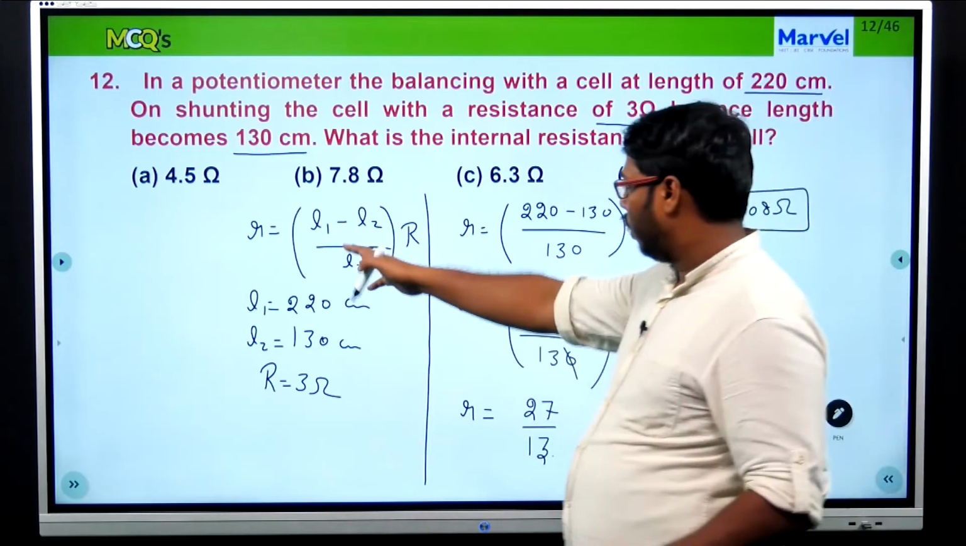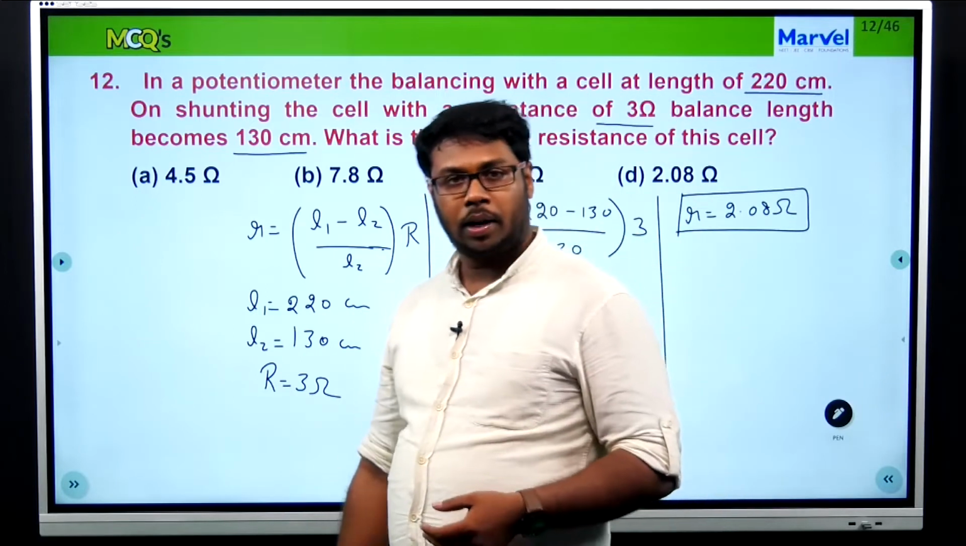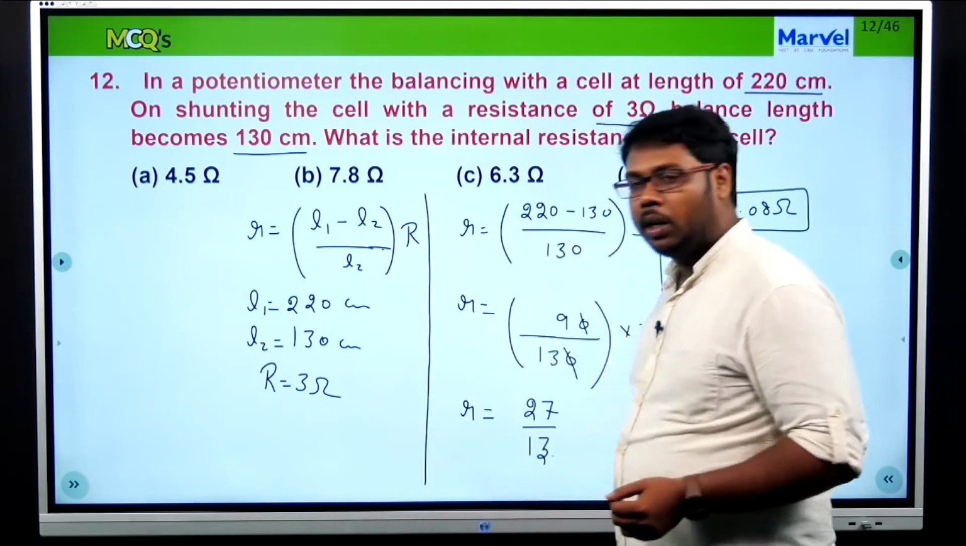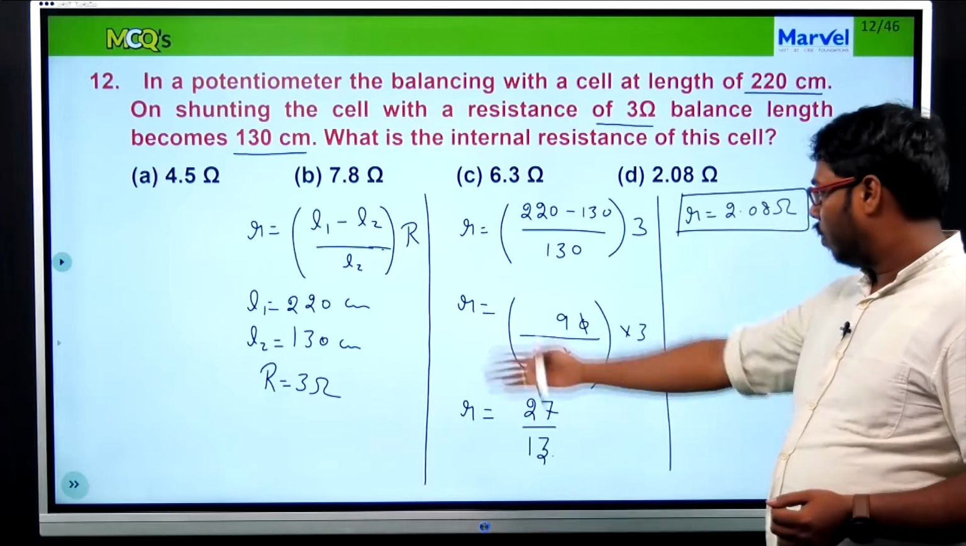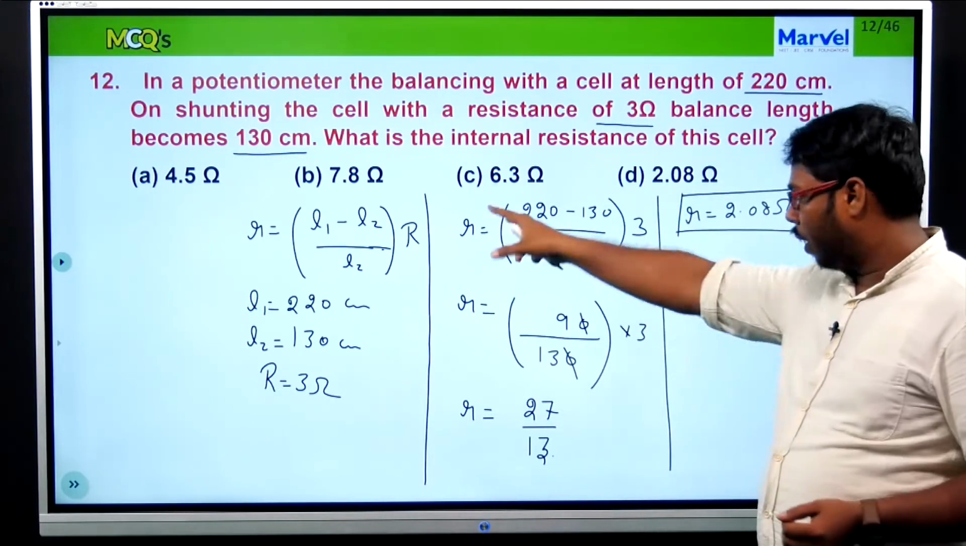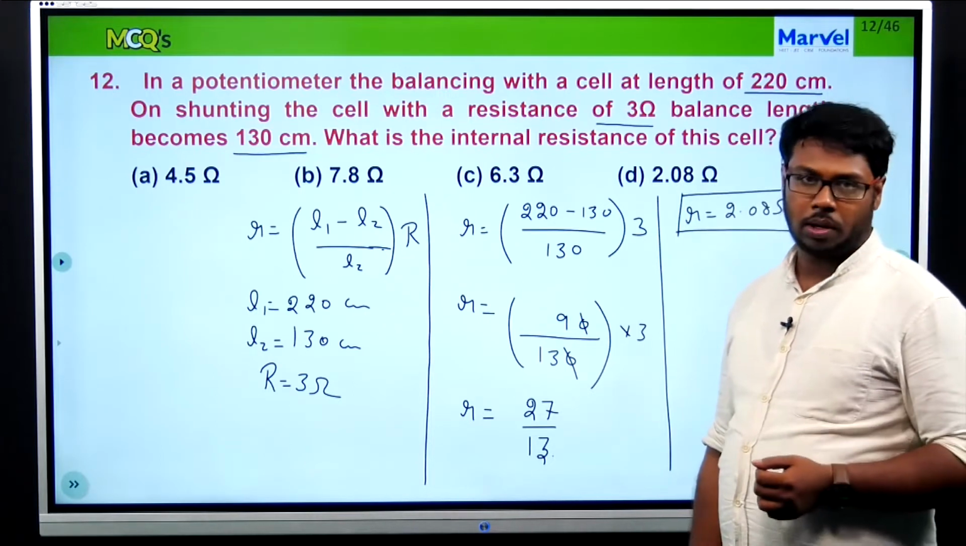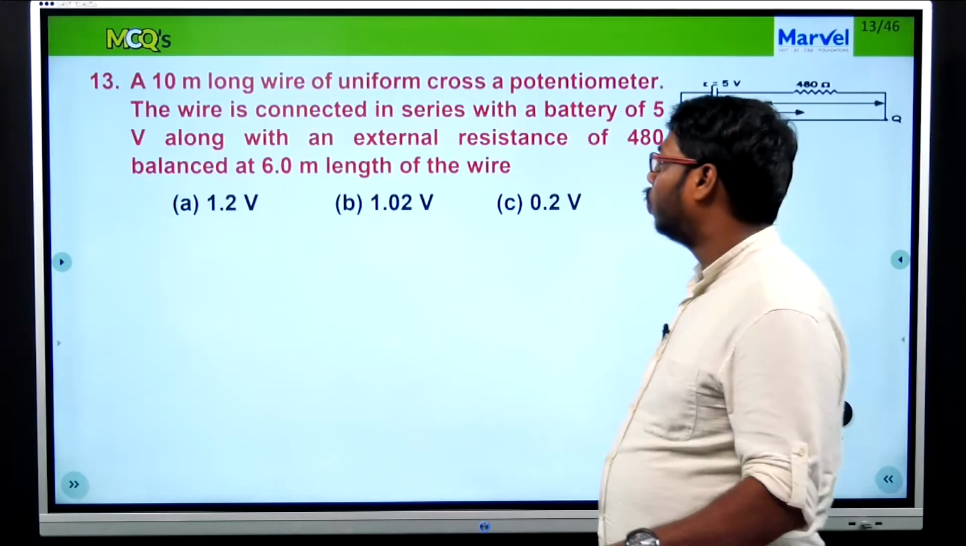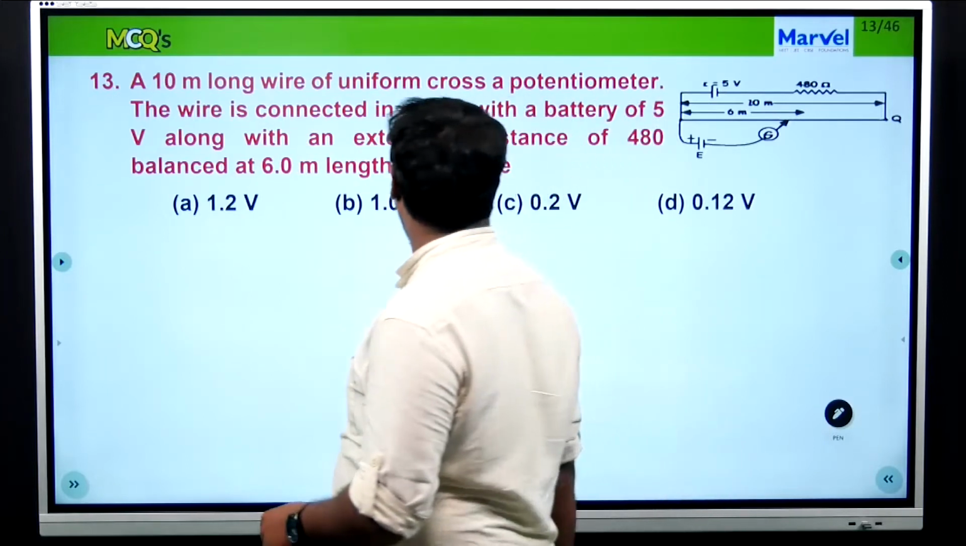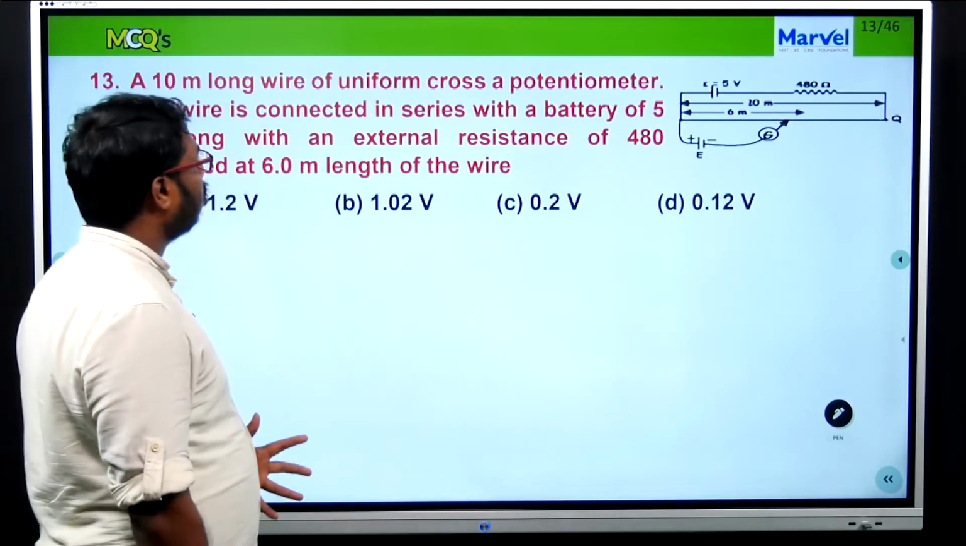A simple, direct formula, and the respective quantities are given to us in the question. You take them down, plug them in and finish it off. So this is how this is done. Now we move to the next question. Here it is again a potentiometer question.